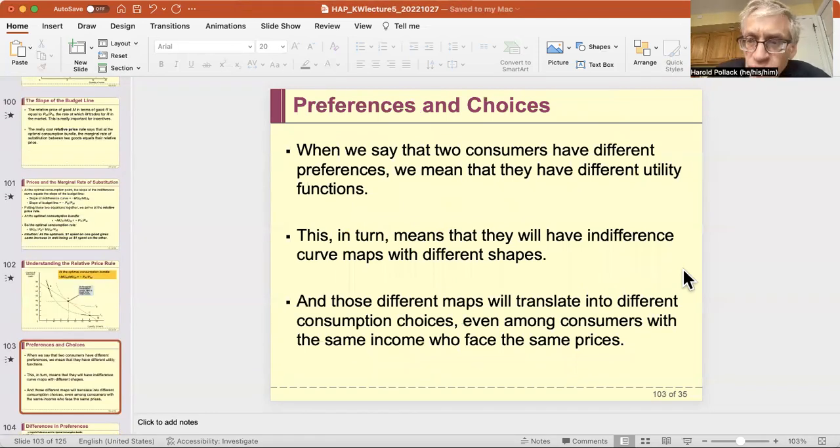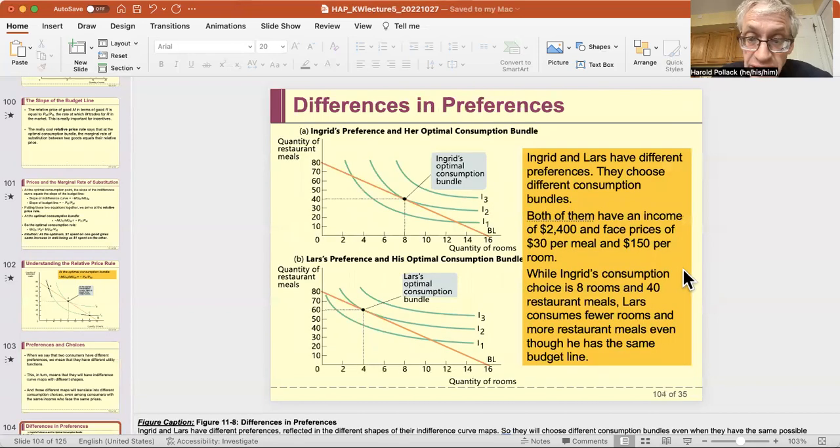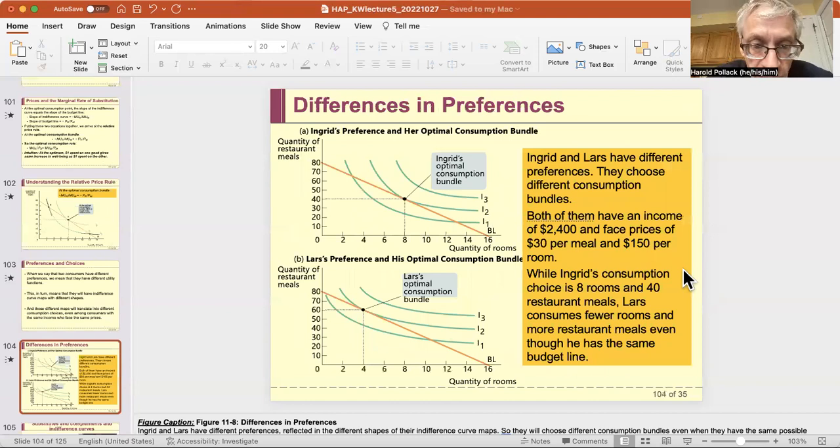Now, when we say consumers have different preferences, we mean that they have different utility functions. And that's really the most important thing, is their indifference curves have different slopes. And the different slopes of the indifference curves lead to different choices by consumers, even when they have the same income and they face the same prices. Okay. So here we have Ingrid and we have Lars.